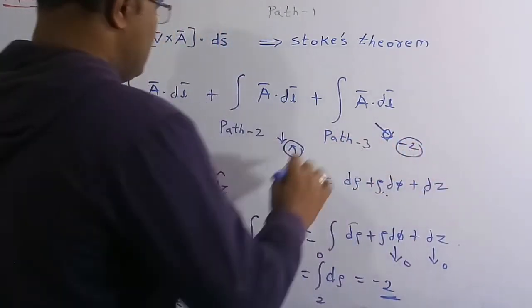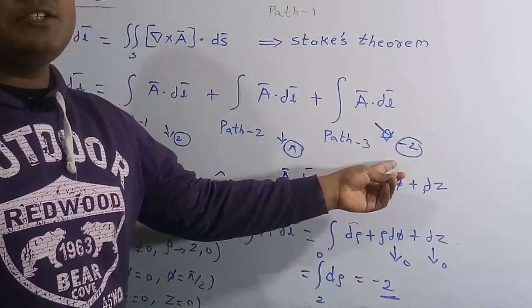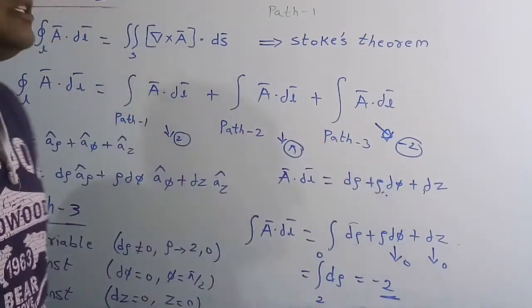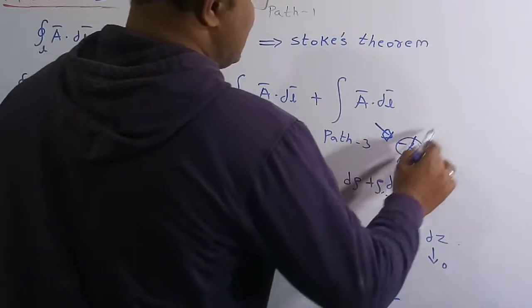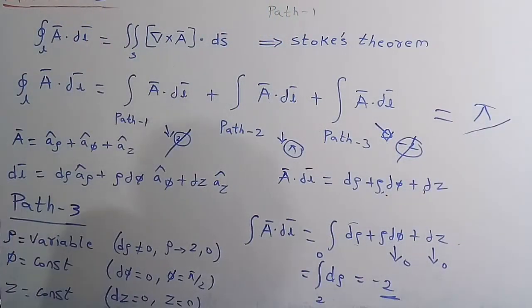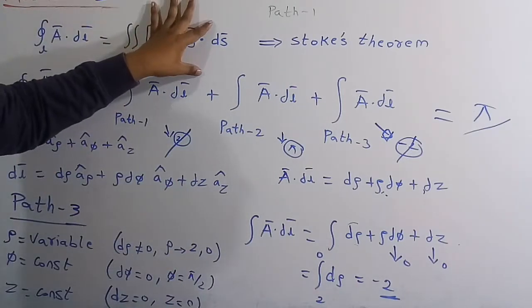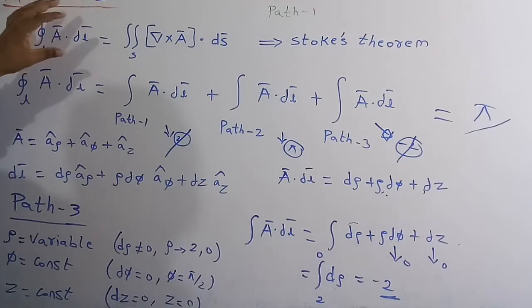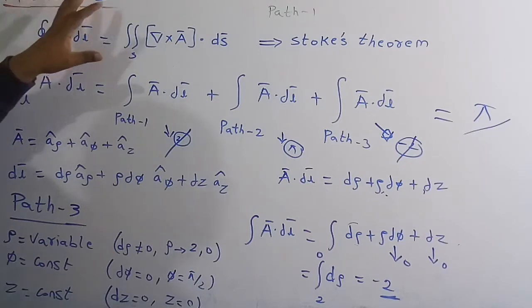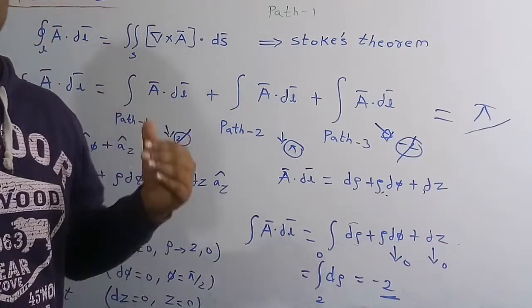So for path 1 we got plus 2, for path 2 we got pi, and for path 3 we got minus 2. If we add all these three quantities, 2 and minus 2 are going to get cancelled. So the final result is equal to pi. So pi is the correct solution of this question. So we have solved this question in two methods. For the first method we solved the RHS part and for the second method we solved by the LHS method. Both methods are going to give you the same result. In the examination it is up to you which method to choose.